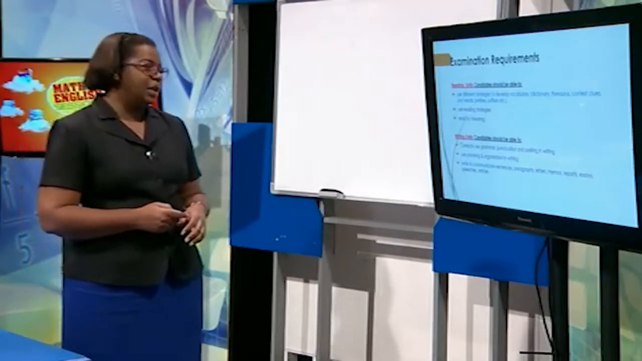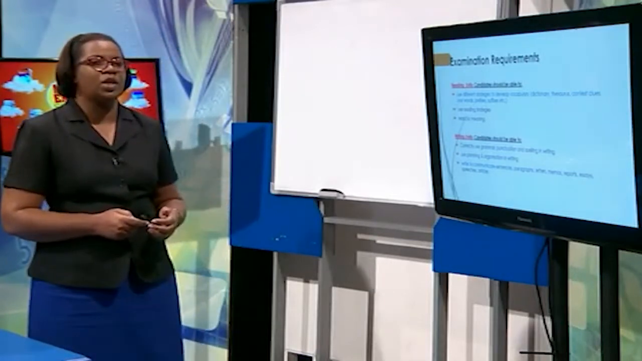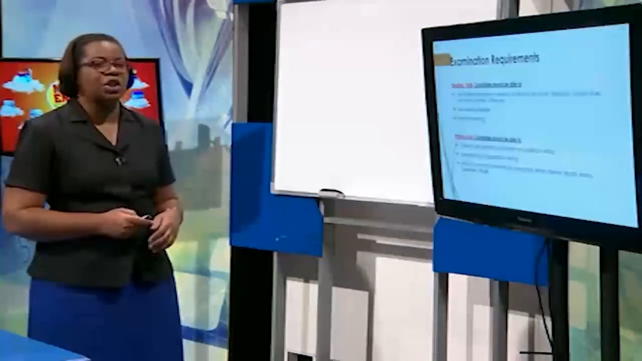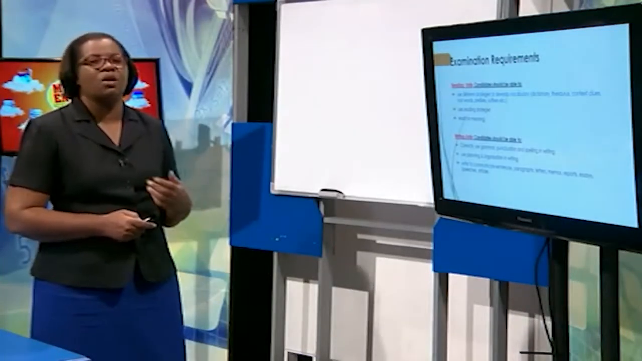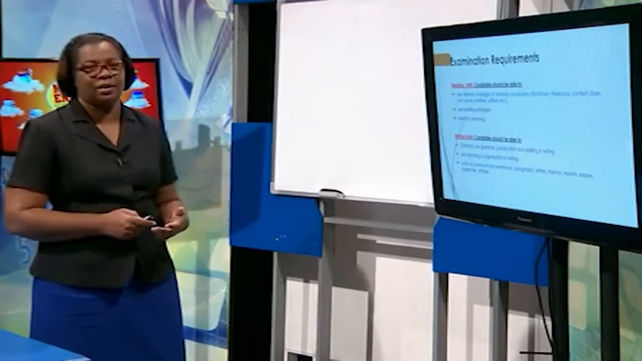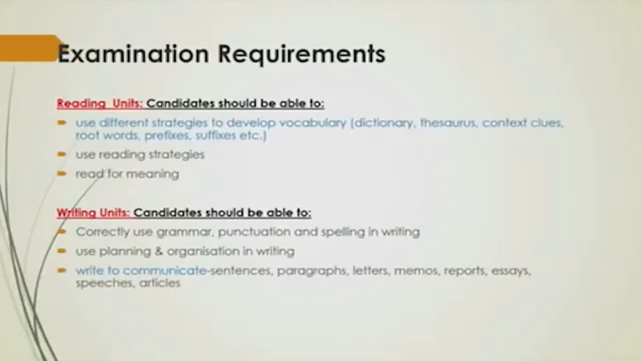Under the writing unit, candidates should be able to correctly use grammar, punctuation, and spelling in writing. Use planning and organization in writing, and remember, you're given marks for planning well. All right? Write to communicate. When we speak, we are communicating. When we write, we are communicating. So you're going to pay attention to your sentences, your paragraphs, your letters, your memos, your reports, your essays, your speeches, and your articles. Make sure that you know how to write each of those well.